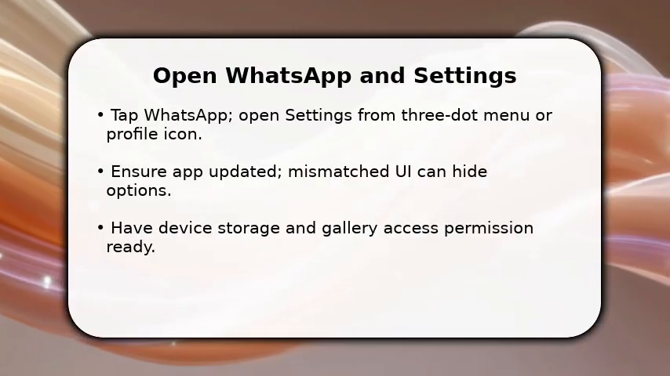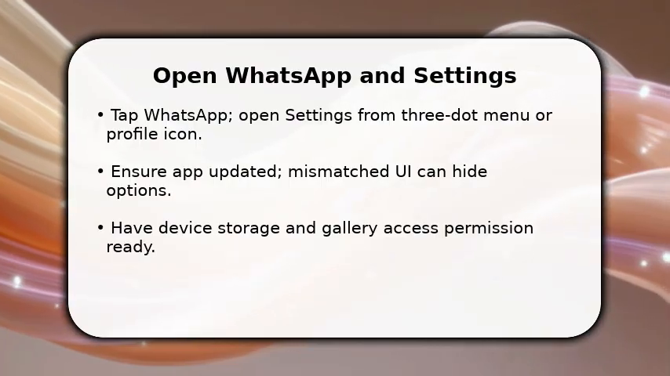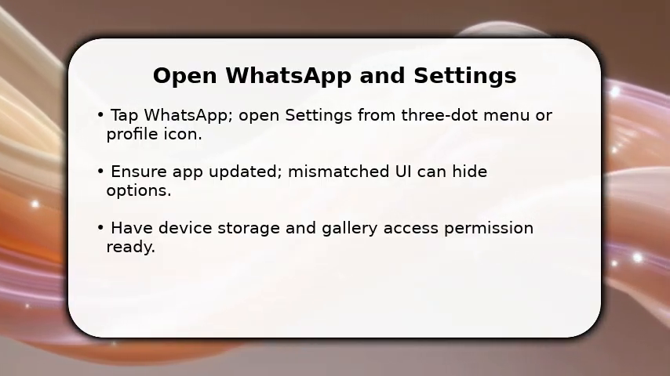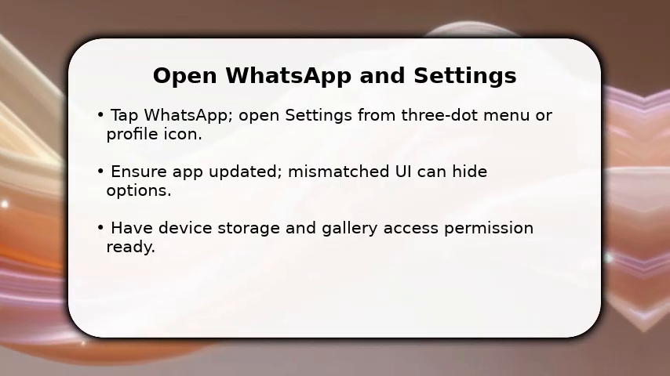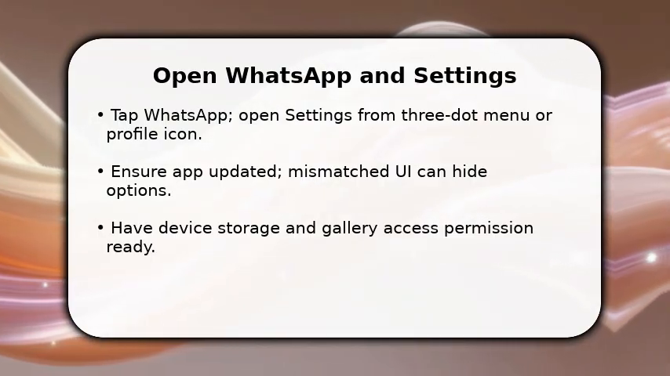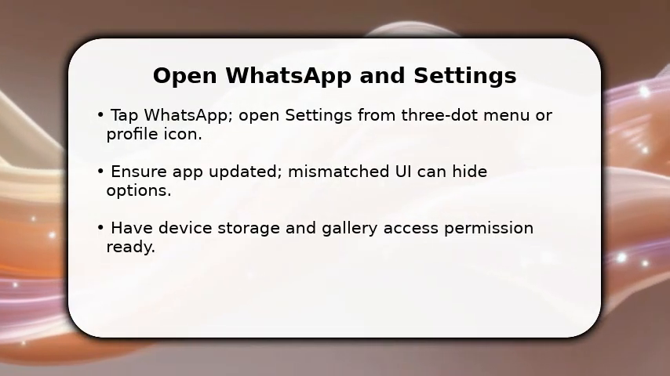You start by opening WhatsApp and going straight to Settings. This gets you into the controls immediately. Once in Settings, tap Chats to find the media visibility or Save to Camera Roll toggle depending on your platform.